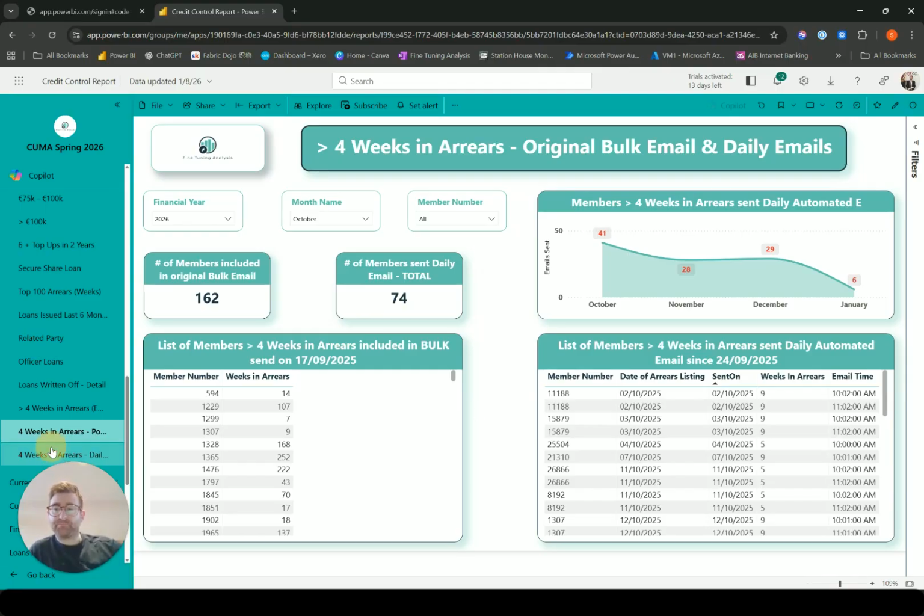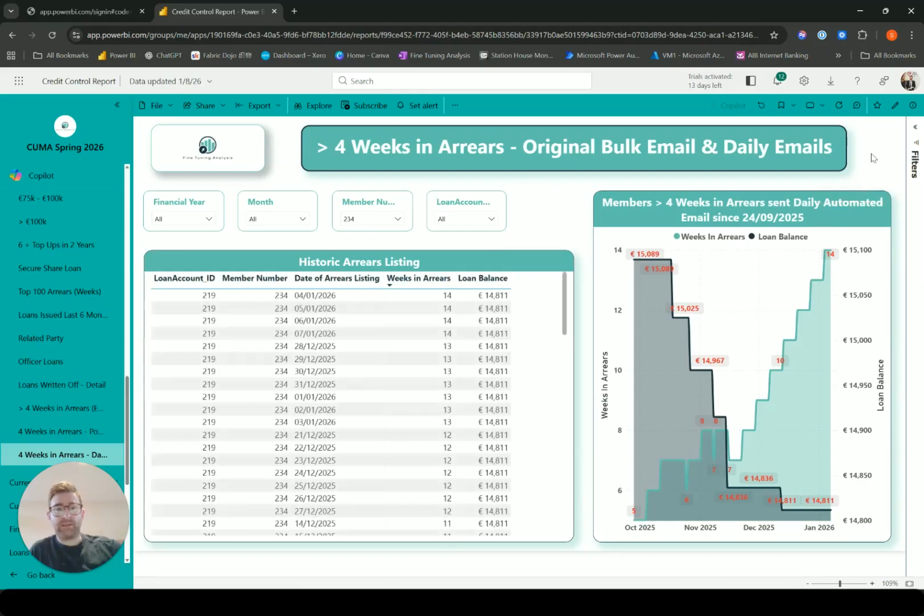We get to this page, and this is probably my favorite one. Again, not going into the technicalities behind it, we now have a historical view of a particular member and loan account. With some systems, you get a snapshot in time. So if we focus on this loan account 219, this loan is 4 weeks behind today, but in a week, you'll see where they are behind in a week. You won't get that historic view of where they were a month ago, 2 months ago, 3 months ago.